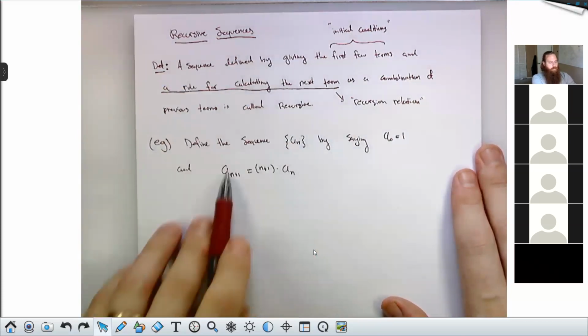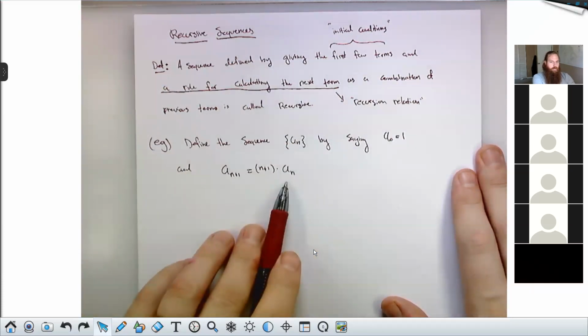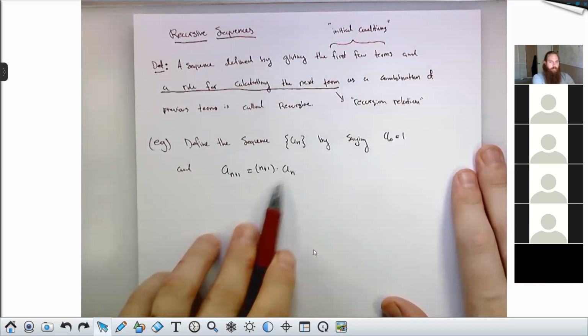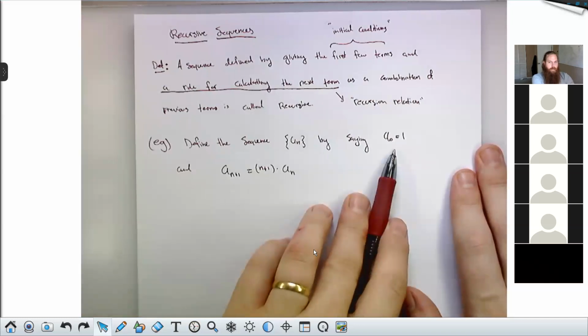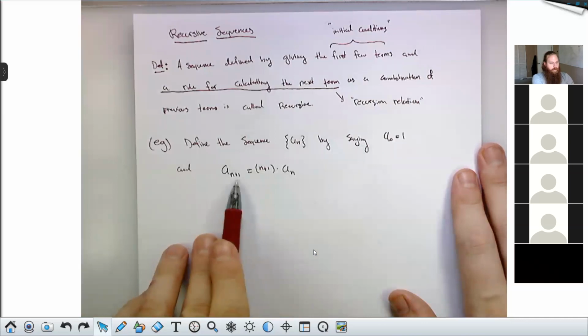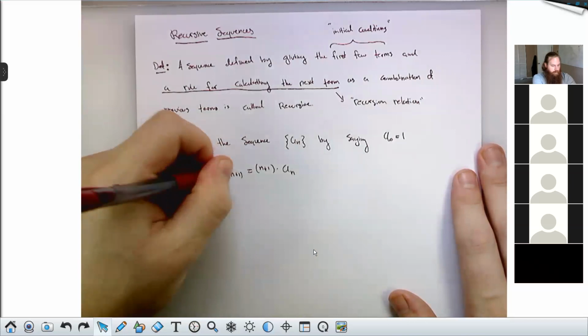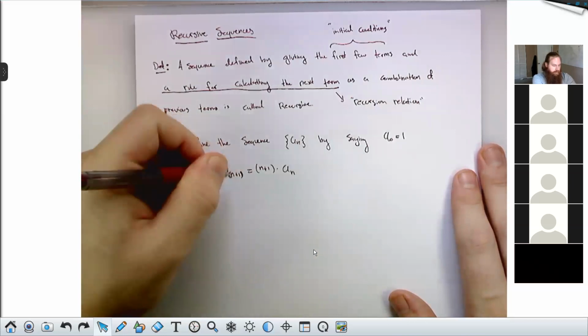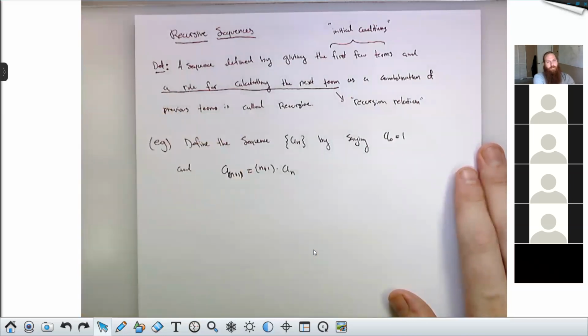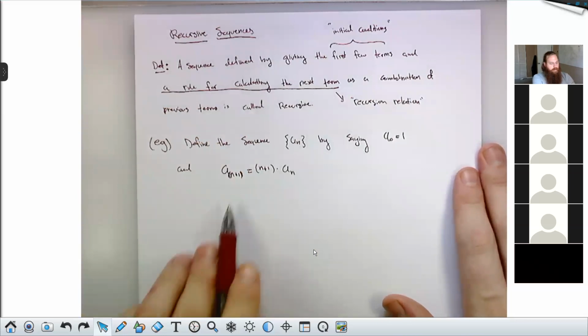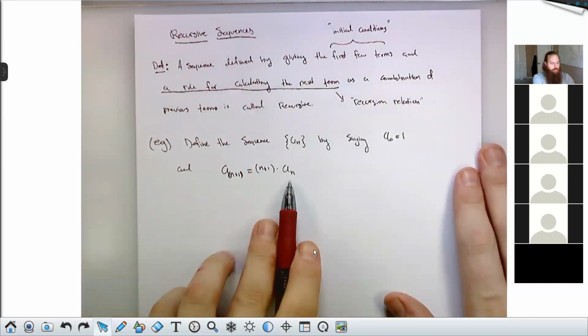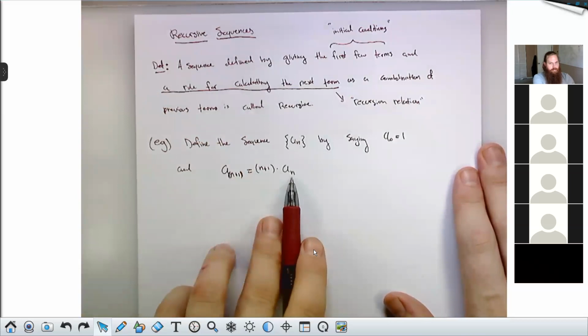So this is your recursion relation, tells you how to get the next term from the previous term, and this is your initial condition. The whole of n plus 1 down here is in the subscript. I want to make that clear. So you can think of this as being like in parentheses down in the subscript. So like this is a3, this is a2. This is a7, this is a6.